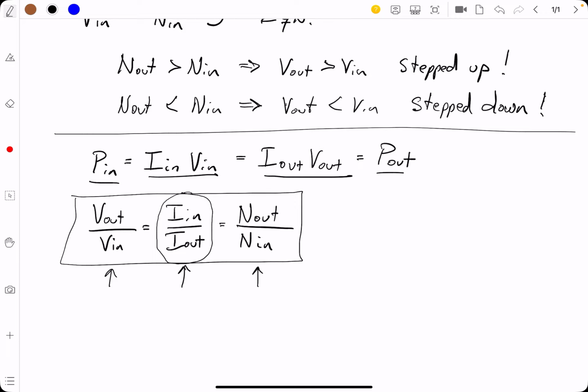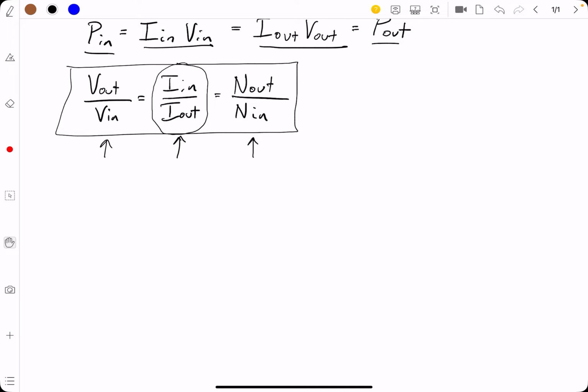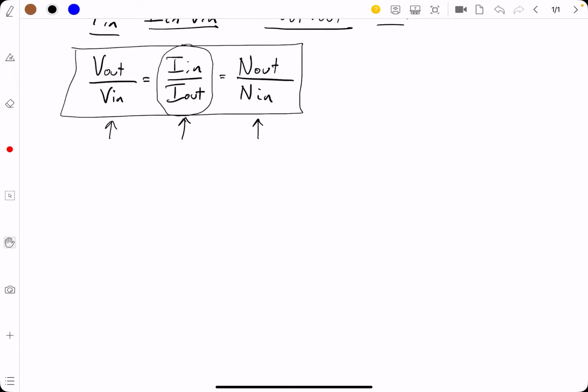Okay, well, it's time for an example. Let's go. Okay, so let's do our example. Example 23.5 out of the book.